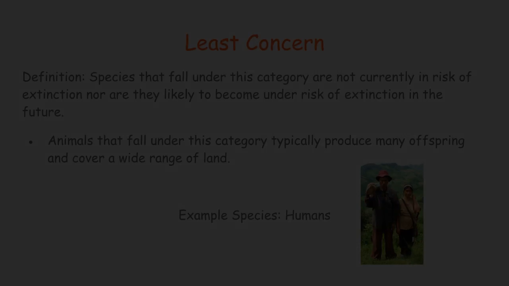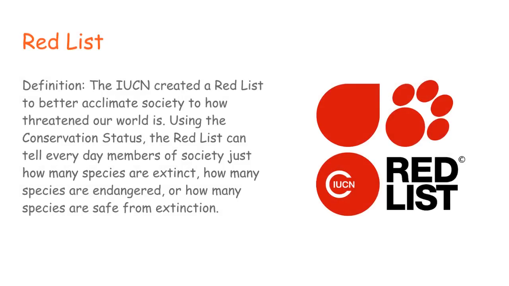Aside from the spectrum of conservation statuses, the IUCN also created what is known as a Red List to elaborate to society exactly how threatened our world is. And they do utilize the conservation statuses to express to everyday members of society just how many species are possibly extinct, or endangered, or are safe from extinction.